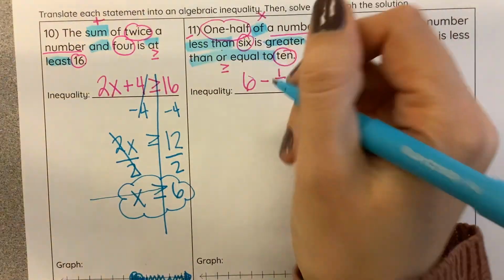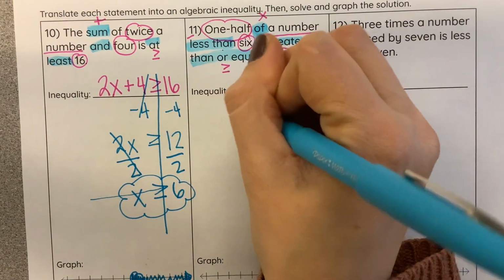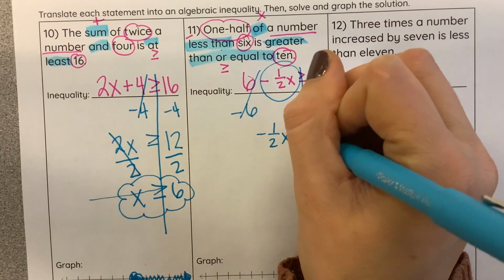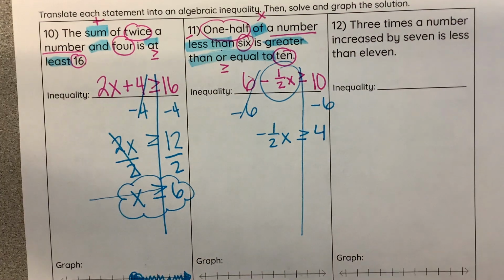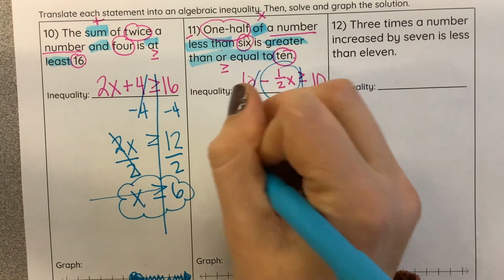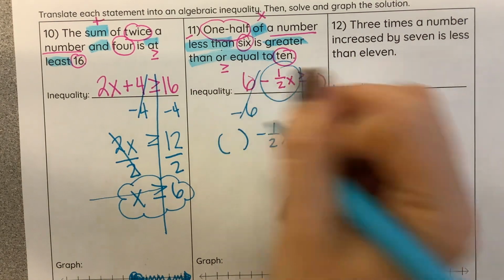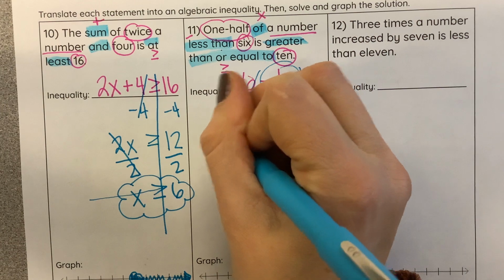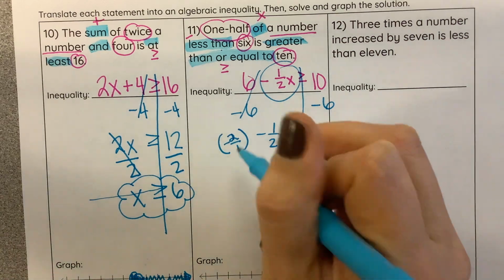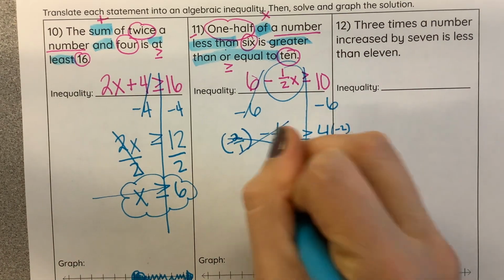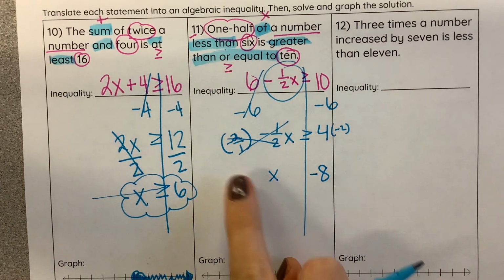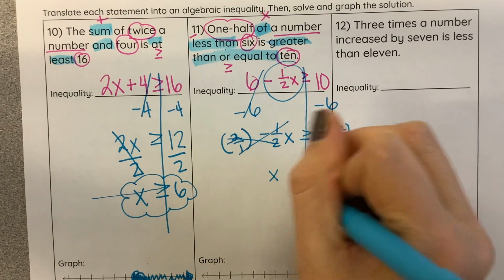Now to solve, we're going to get rid of the 6 on both sides. We are left with negative 1/2 x is greater than or equal to 4. We're multiplying by negative 1/2, so I'm going to divide by negative 1/2 or multiply by the reciprocal, which is essentially just multiplying by negative 2. So those cancel. We're left with x. 4 times negative 2 is negative 8. But since we multiplied by a negative, I need to flip my sign.